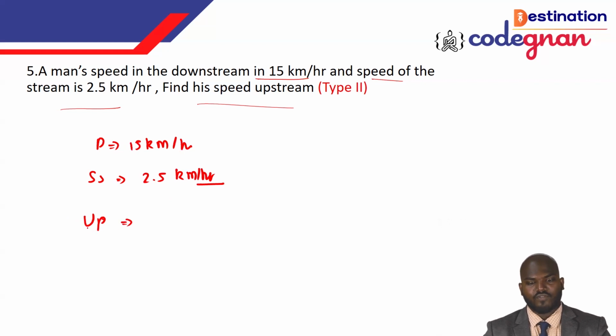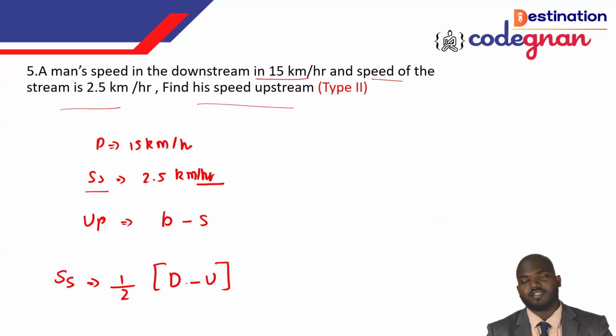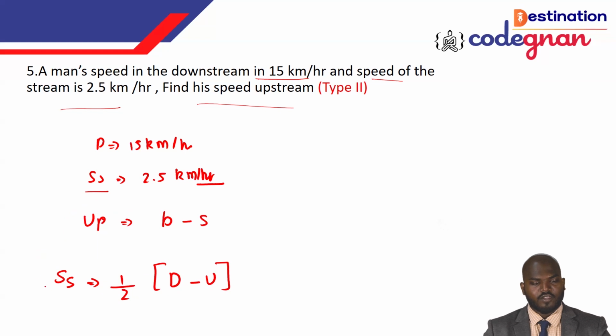So for the upstream speed, you need to use the formula: speed of boat minus speed of stream. Then, since we don't know the boat speed, I can apply the formula for the speed of stream, which is 1 by 2 times (D minus U), that is downstream minus upstream.